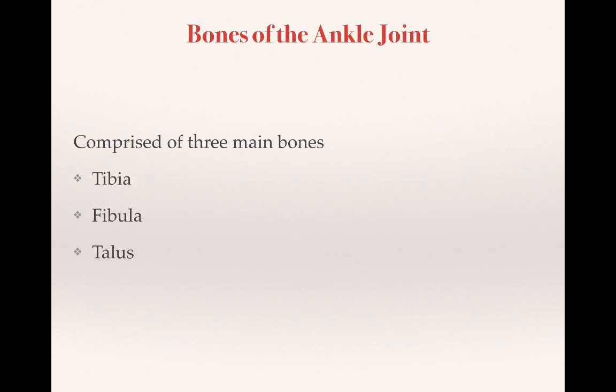The bones of the ankle joint are really just three main bones. The tibia, which is the medial bone, the fibula, the lateral bone, and the talus, which finishes off the articulation with the foot.